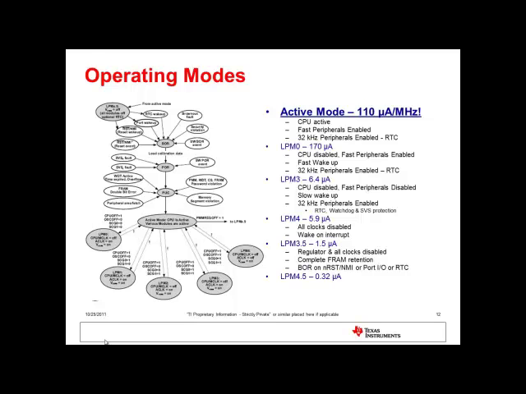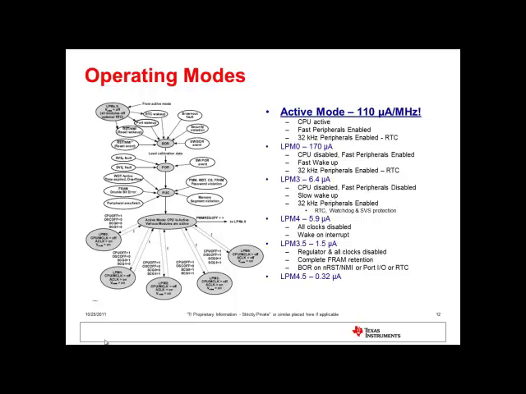Similar to the F5XX flash family, the FR57xx features 7 operating modes for standby operation ranging from LPM0 to LPM4.5. The modes are selected based on the need for clock frequency, power requirements, and the type of peripheral that needs to be enabled while in standby.